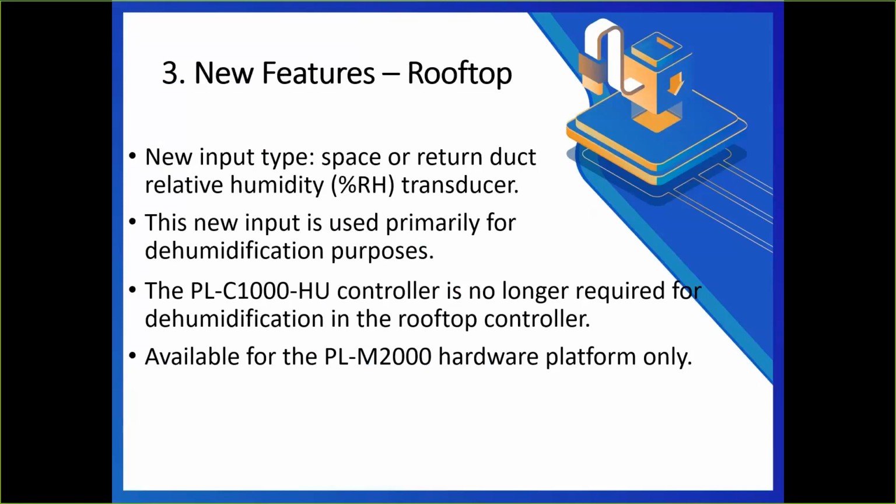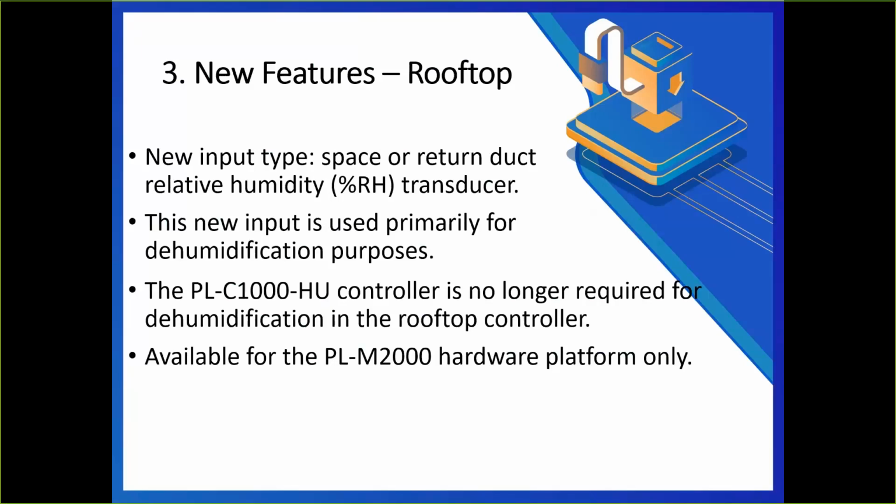Dehumidification has been a little bit of a sticking point with the rooftop, because what we had to do previously is use the master version, the RTU, which then required us to use, if it was a single zone, a T1100, and then we also had to have the C1000 humidity controller. So when we're just trying to do dehumidification, that's a lot of equipment to purchase, and that can make our cost a little excessive. The C1000 is no longer required.